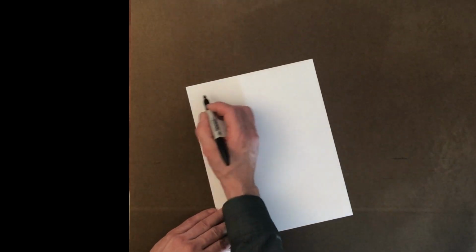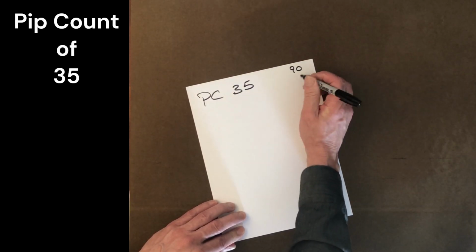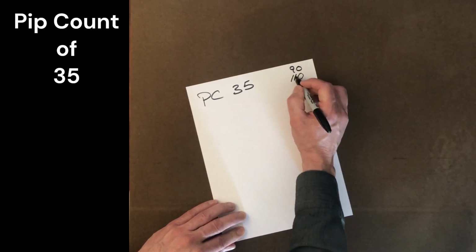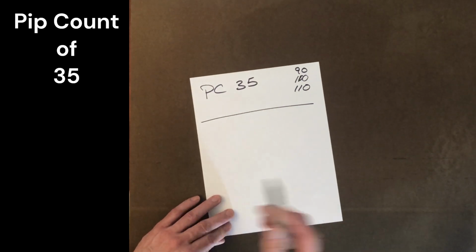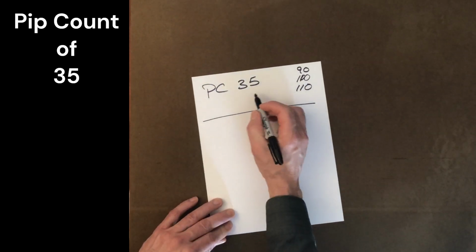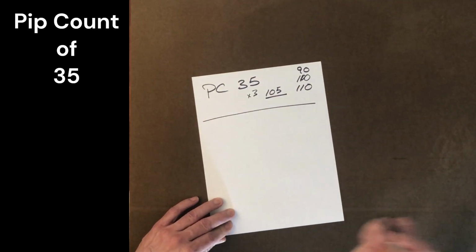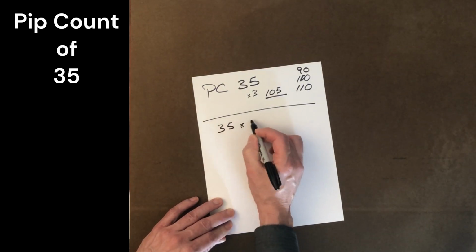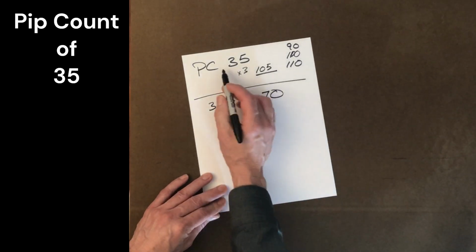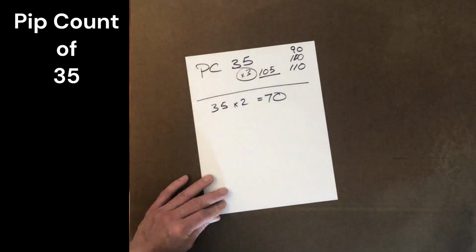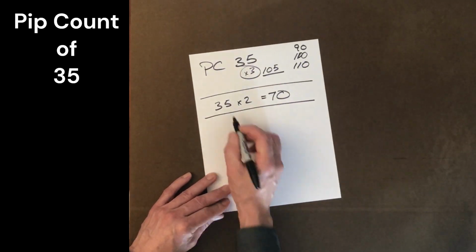Our next example, pip count, 35. Our target is 90, 100, and 110. Where is this going to get us? 35 times 3 is 105, but that should make sense because 35 times 2 is 70. So now for 35, we're going to do the same thing we did with 70, except to get the start, we're going to do times 3.